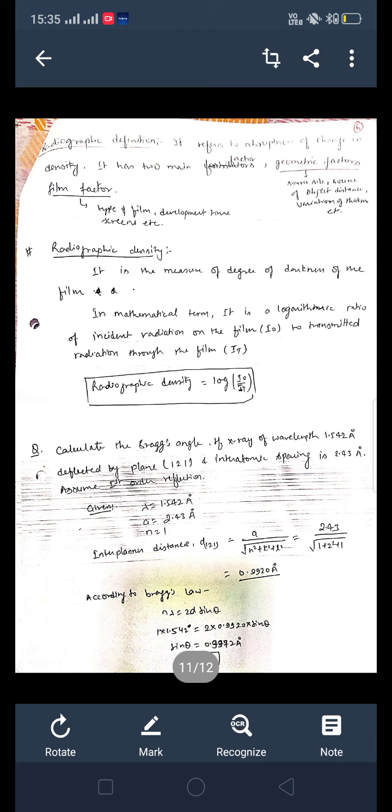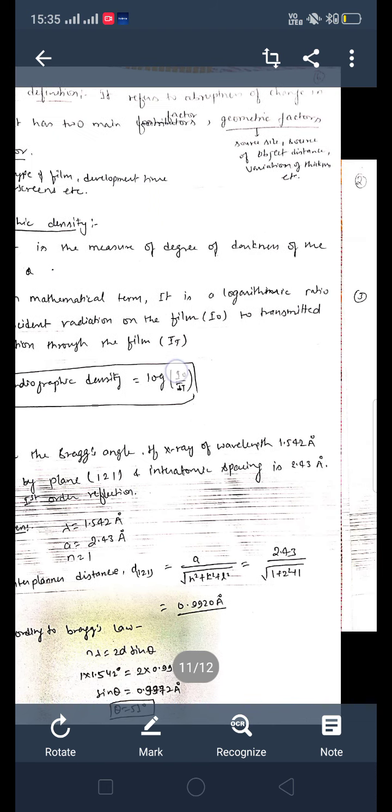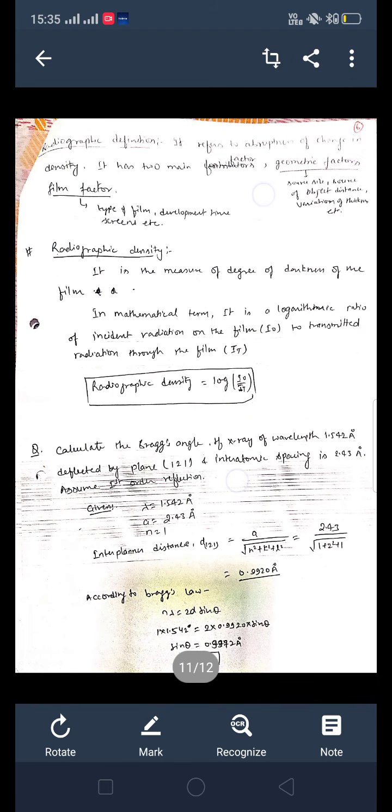And radiographic density, it is the measure of degree of darkness of the film. If anybody asks you what is radiography density, it is the measure of degree of darkness of film. That is called radiography density. My dear student, it is very important for 1 marks, 2 marks. What is radiography density? It is the measure of the degree of darkness of the film. That is known as the radiographic density.